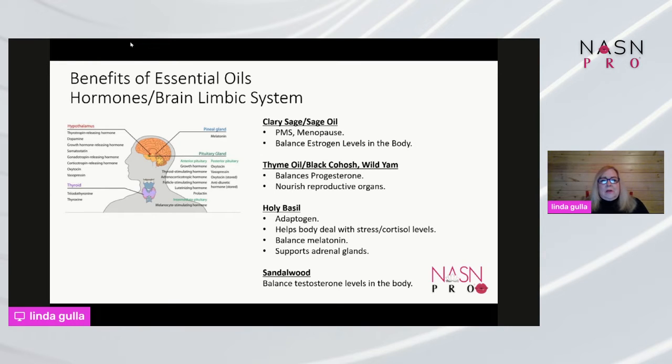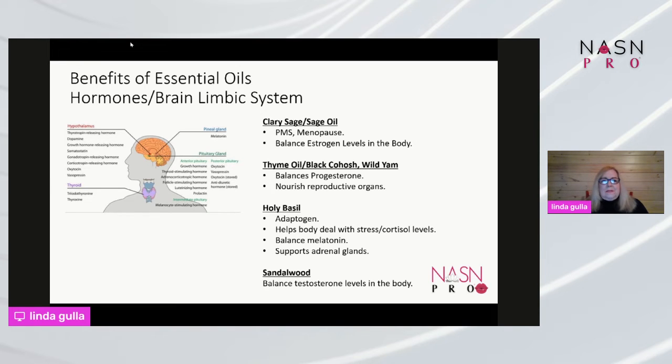Thyme oil or black cohosh, wild yam, balances progesterone and also nourishes reproductive organs. Many of us have an imbalance in our hormones, estrogen versus progesterone. So these essential oils can help balance that imbalance that most of us deal with.